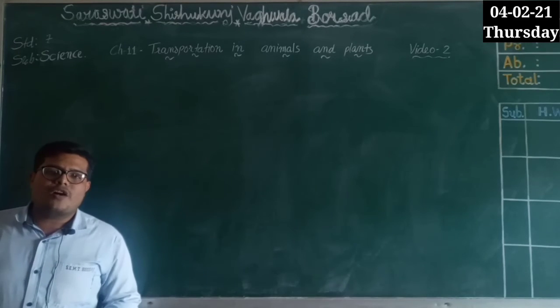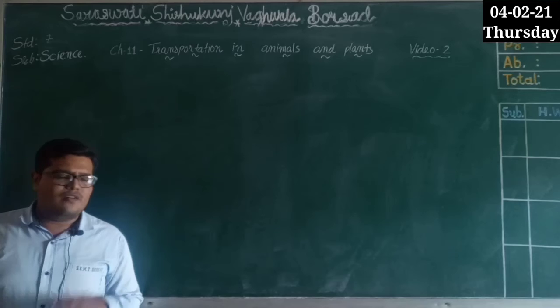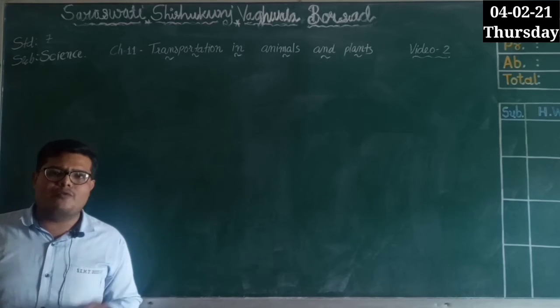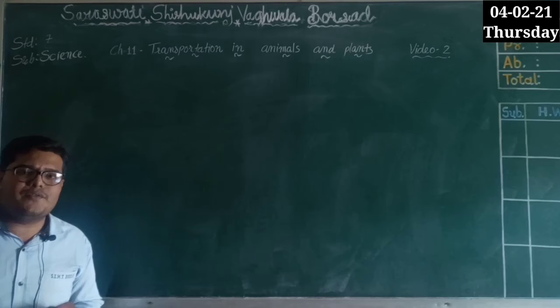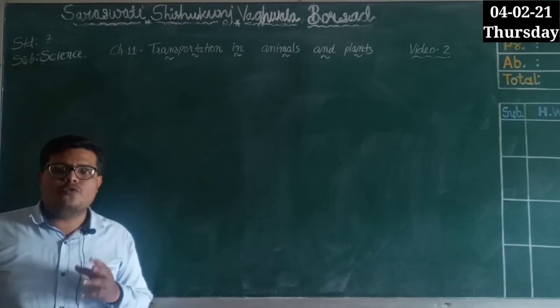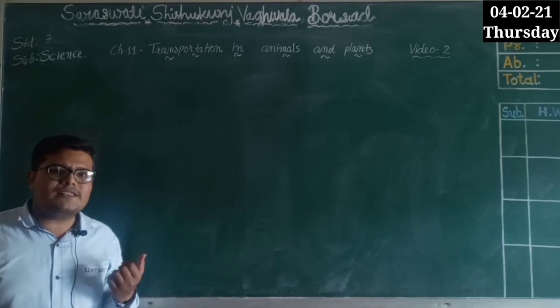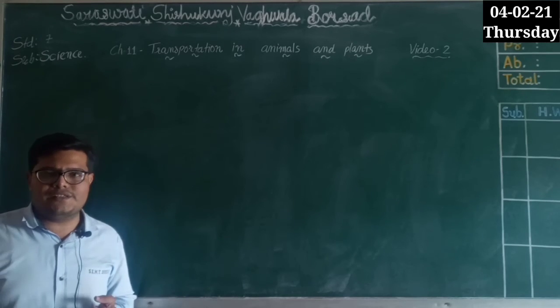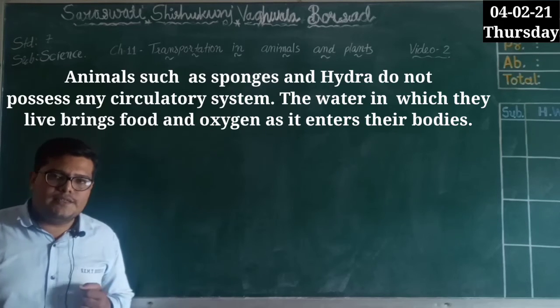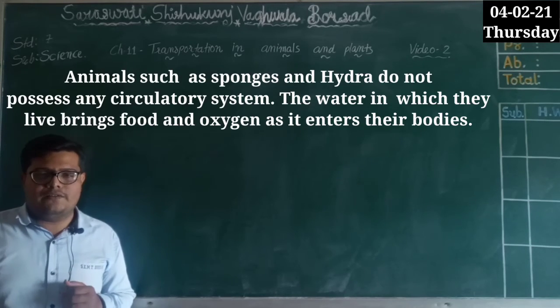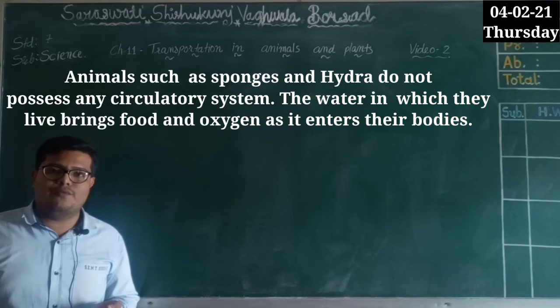So right now we are talking about the human body, right? Or we can say generally all animals have blood, right? But what about the sponges and hydra which live in the water? Do they have blood, or do they have any type of circulatory system present in their body? The sponges and hydra do not have blood, as they are living inside the water.